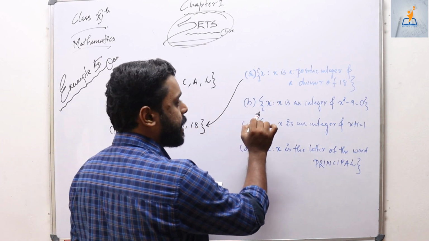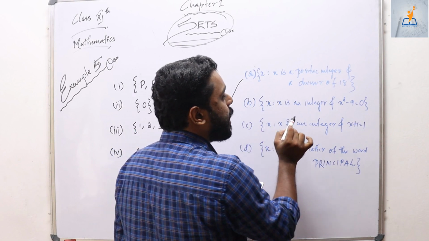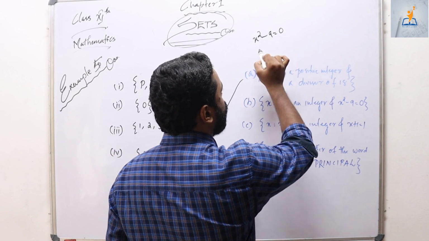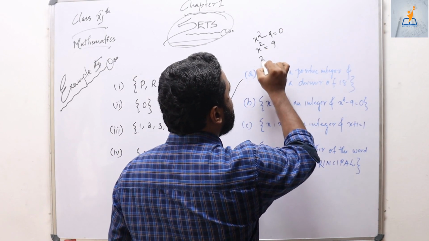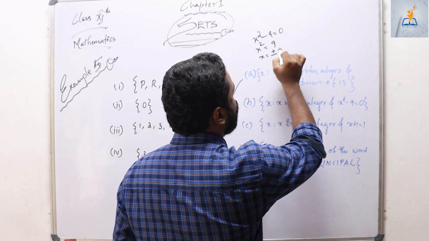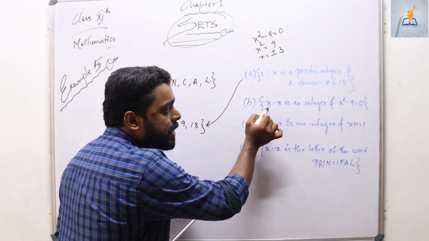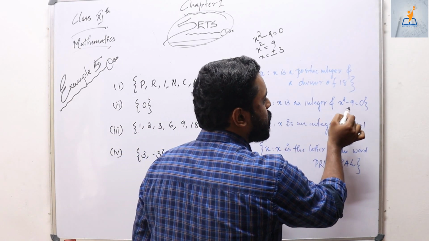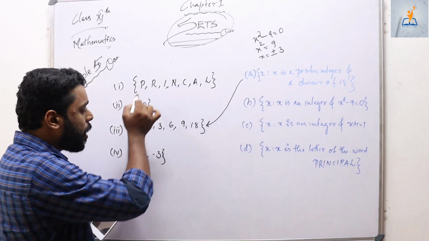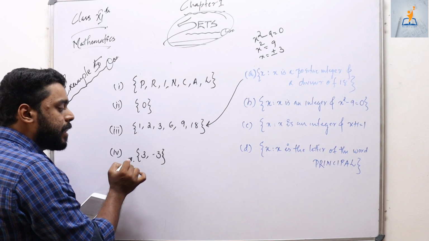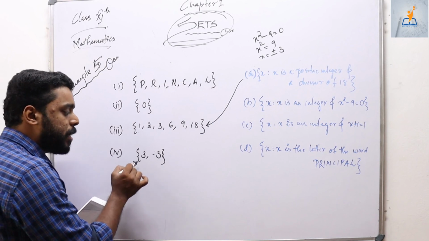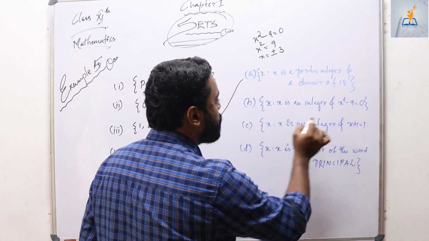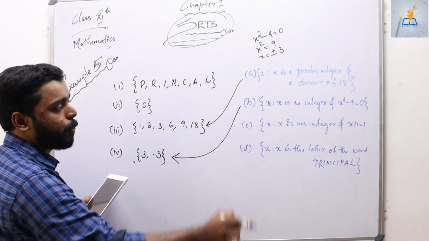Now coming on to the second set, x such that x is an integer and x square minus 9 equal to 0. See, x square minus 9 equal to 0 means x square equal to 9, x is equal to plus or minus 3. That means this set is actually plus 3 or minus 3. X is an integer and x square minus 9 must be equal to 0. From these sets, we can see that the fourth one in roster form is nothing but 3, minus 3, which is a set satisfying this property. So we can match these two, isn't it?